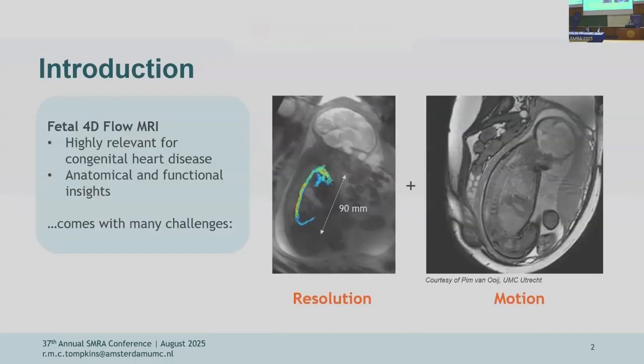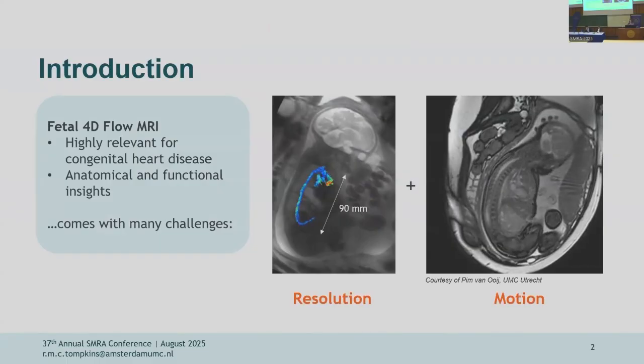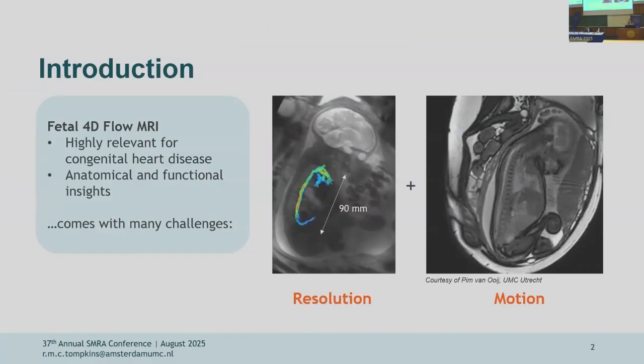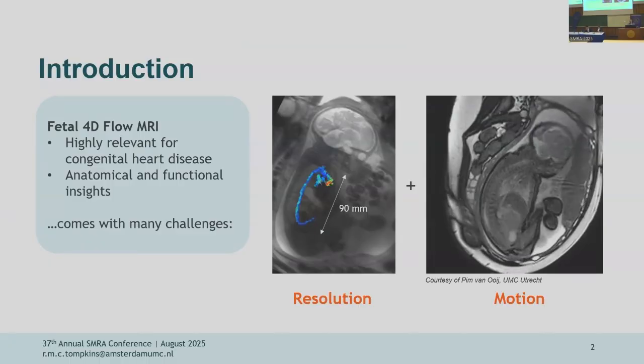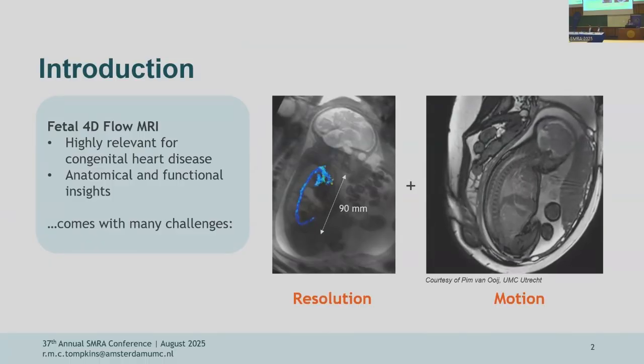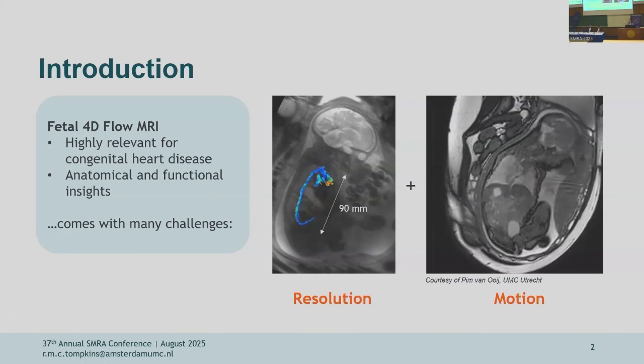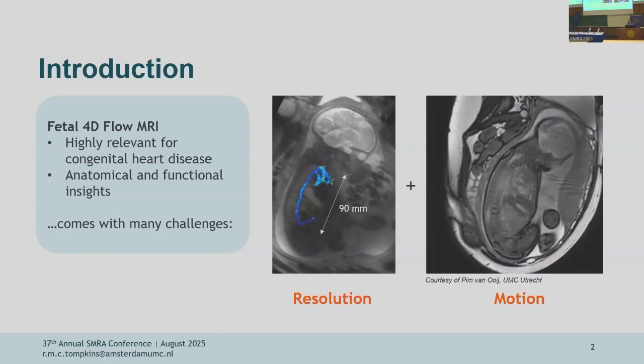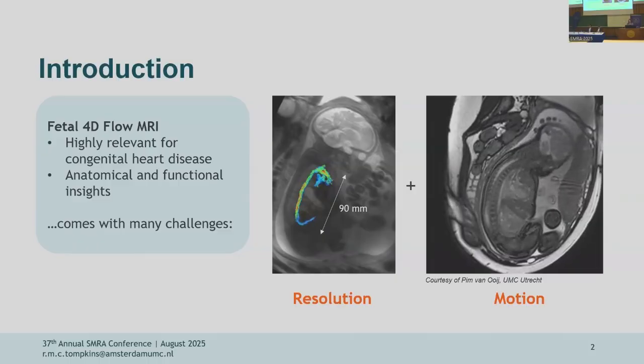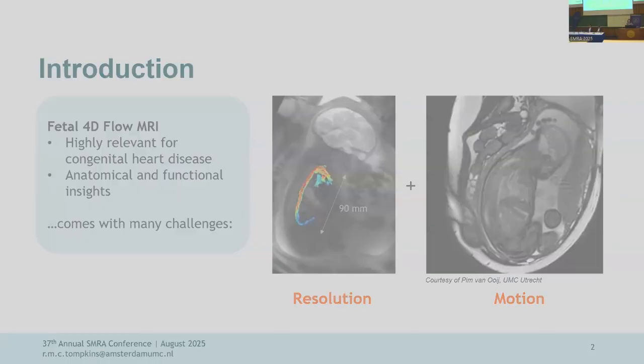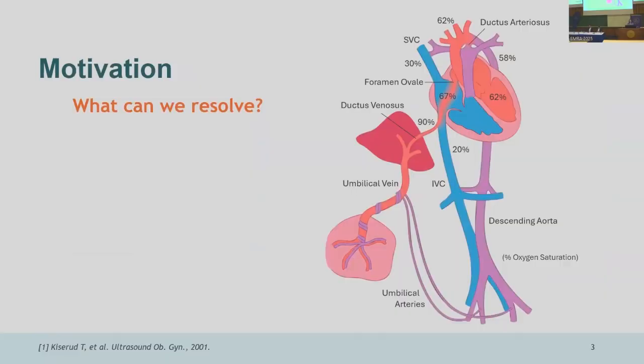So yes, 4D-flow MRI can provide valuable insights for elusive diagnoses in severe congenital heart disease in the fetus. However, it has been shown to be quite challenging, namely the high spatial and temporal resolutions that are required, but also the large amount of motion that can potentially occur during the scan. So as we look to develop our strategy for 4D-flow MRI with motion correction, we have to ask ourselves, what exactly can we resolve? What are the limits to what we can visualize with 4D-flow?